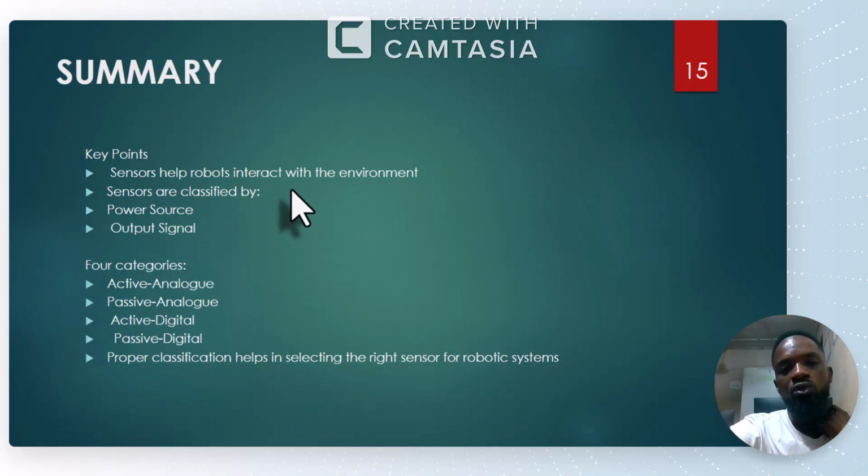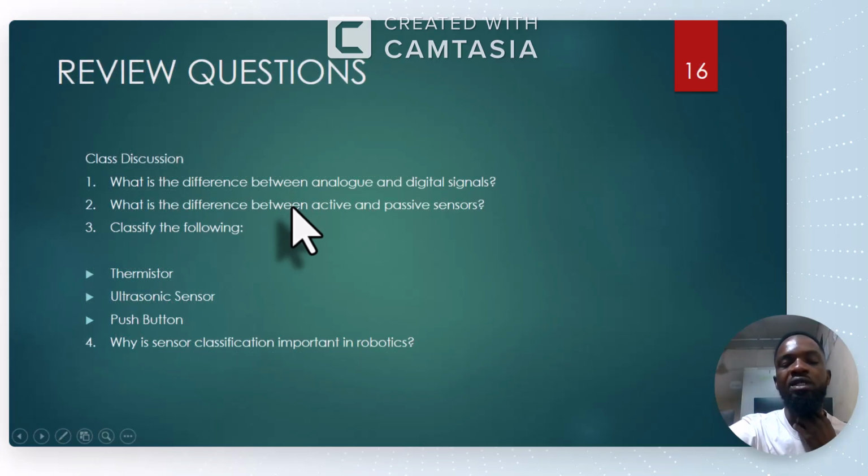So we are also going to look at some review questions based on what we have discussed. In case you are asked, what is the difference between analog and digital signals? What will be your answer? So this is a try work. You can try them on your own, and then later you share with me. So we have the difference between active and passive sensors. Classify the following. Look at them carefully, and then do the needful. We copy them down, work on them, and then send to me.